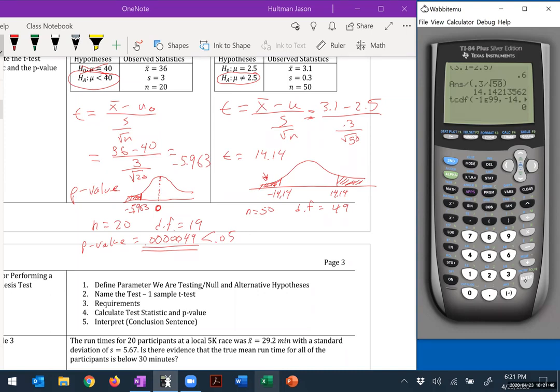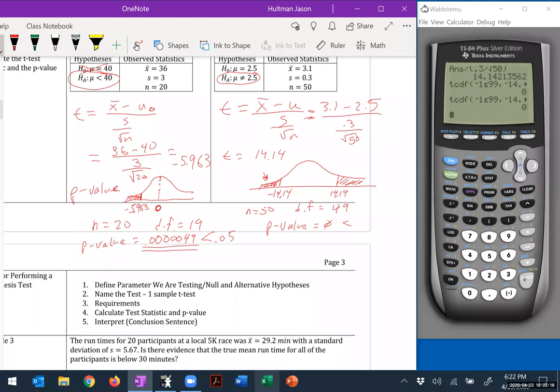Wasn't the degrees of freedom 49? Oh, did I not put it in correctly? You said 50. Oh, I'm sorry. Yeah, it is 49. It really doesn't matter in this case, but yeah, it is 49. Thank you.